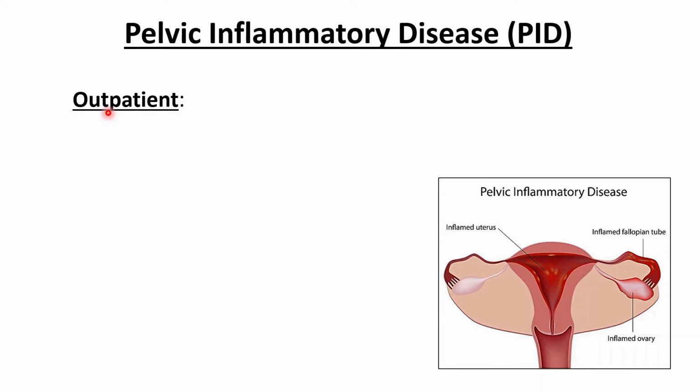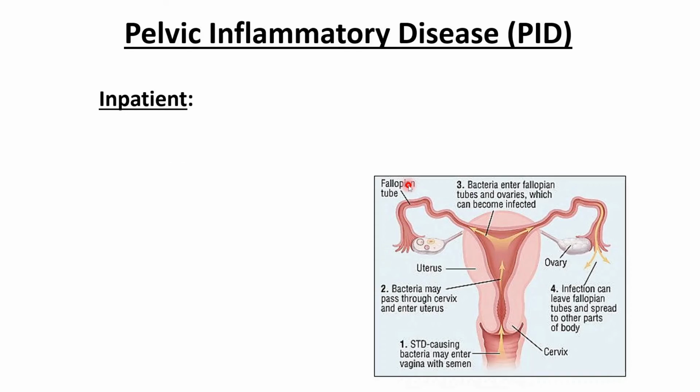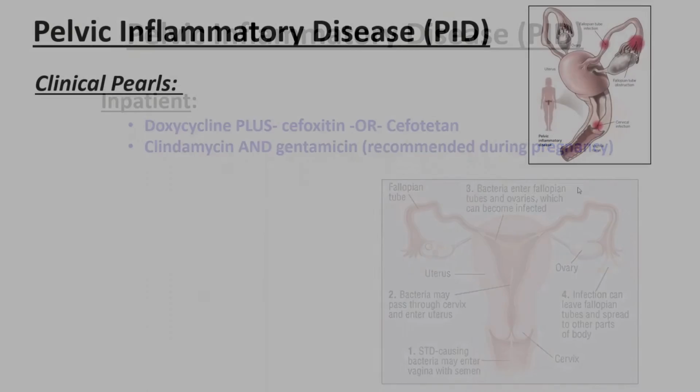In an outpatient setting, clinicians can prescribe ceftriaxone and doxycycline. If the case is complicated, consider adding metronidazole. For example, if there's a tubo-ovarian abscess or recent gynecological instrumentation has been performed. Inpatients, doxycycline plus cefoxitin or cefotetan. Clindamycin and gentamicin are recommended during pregnancy.